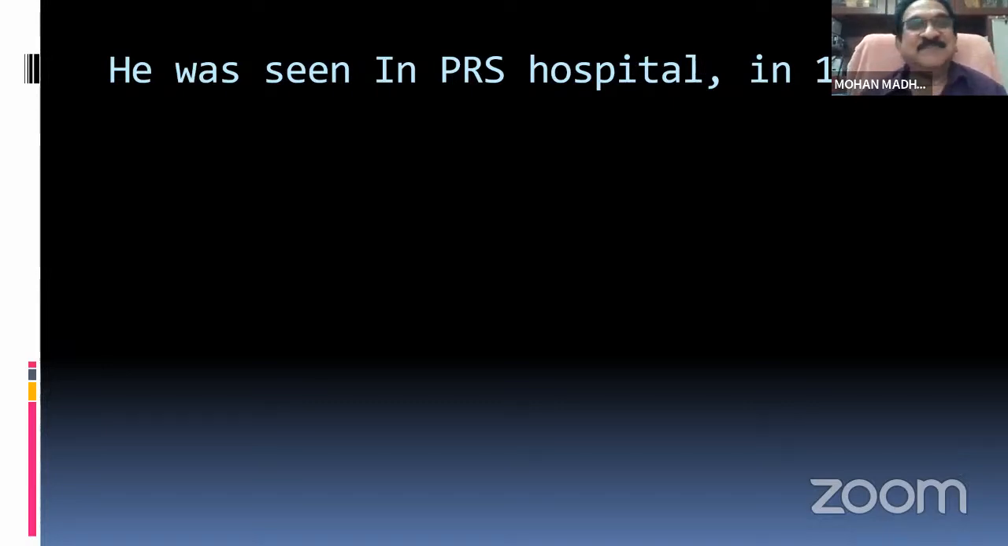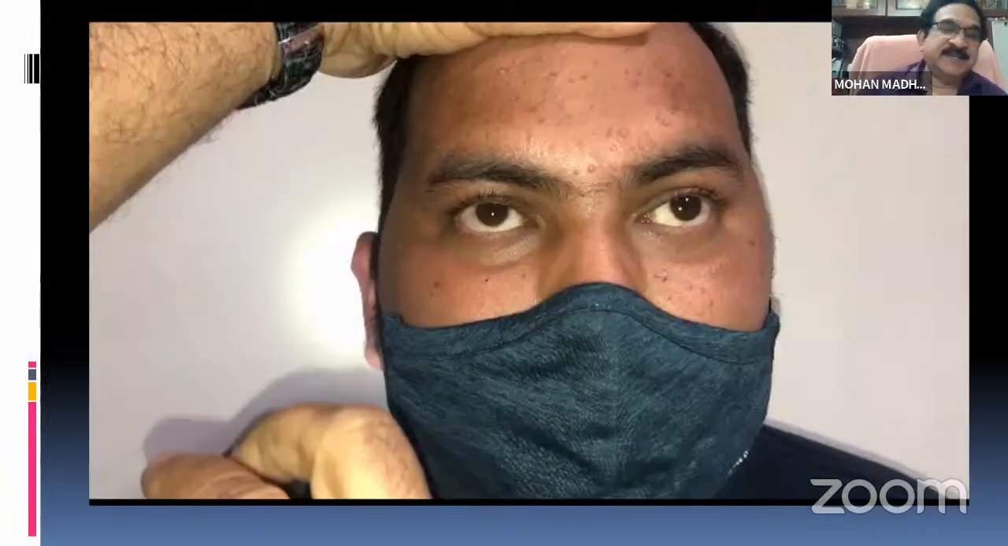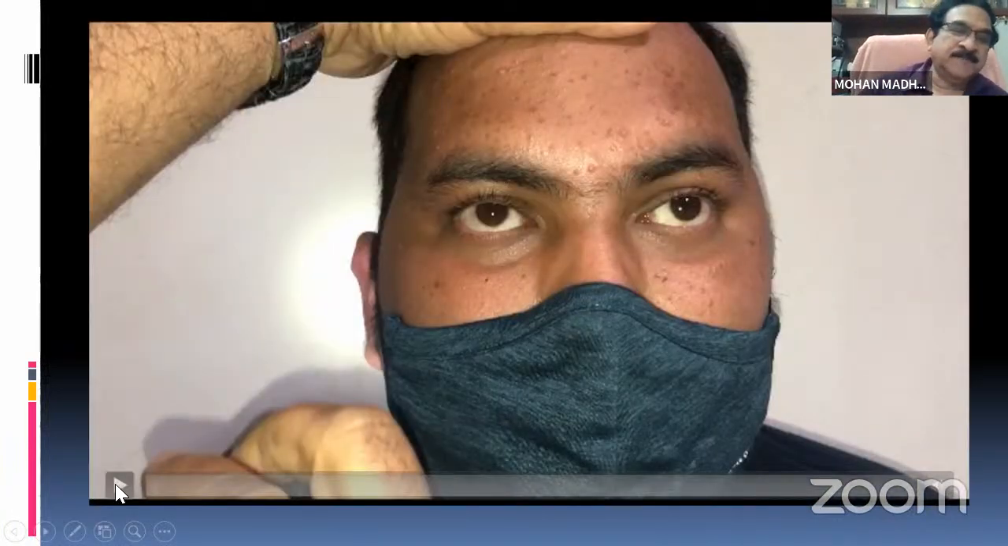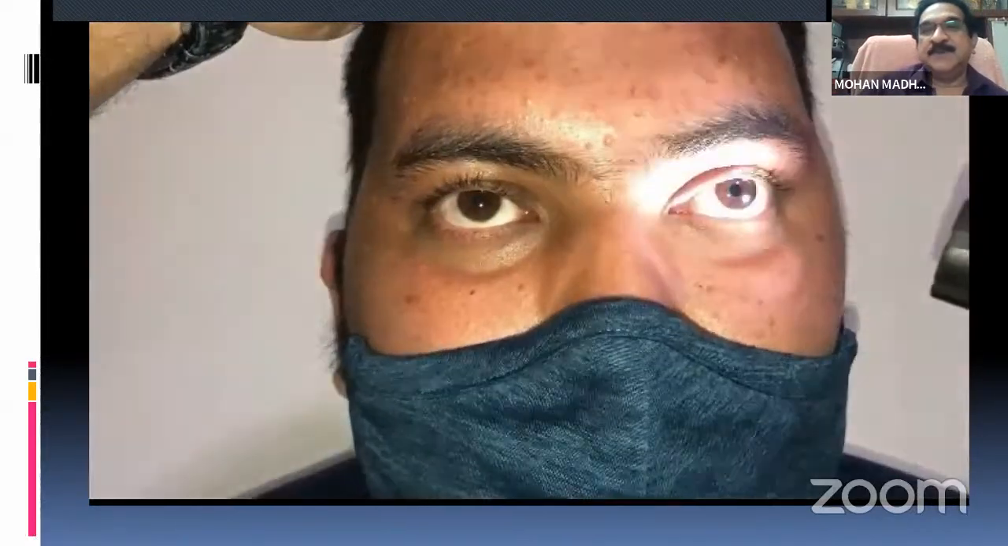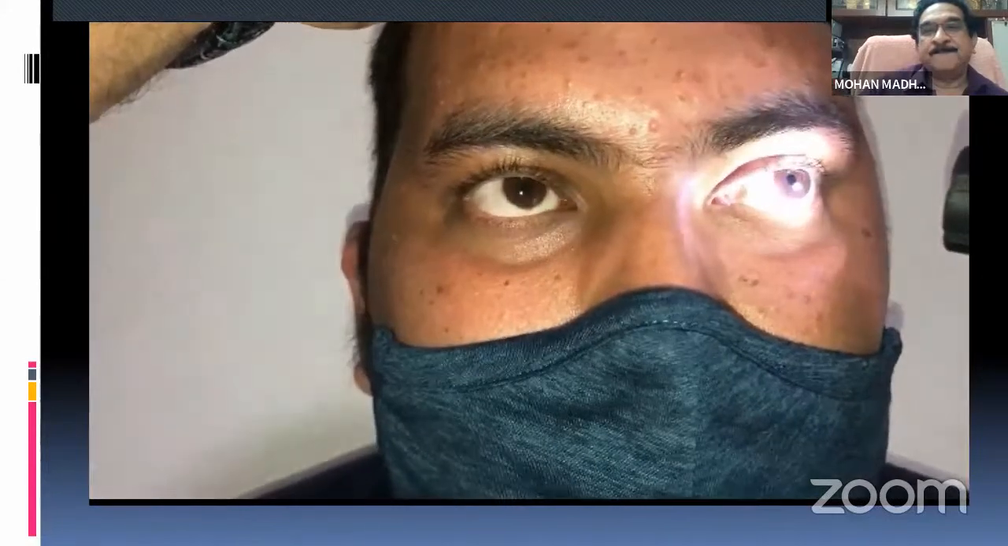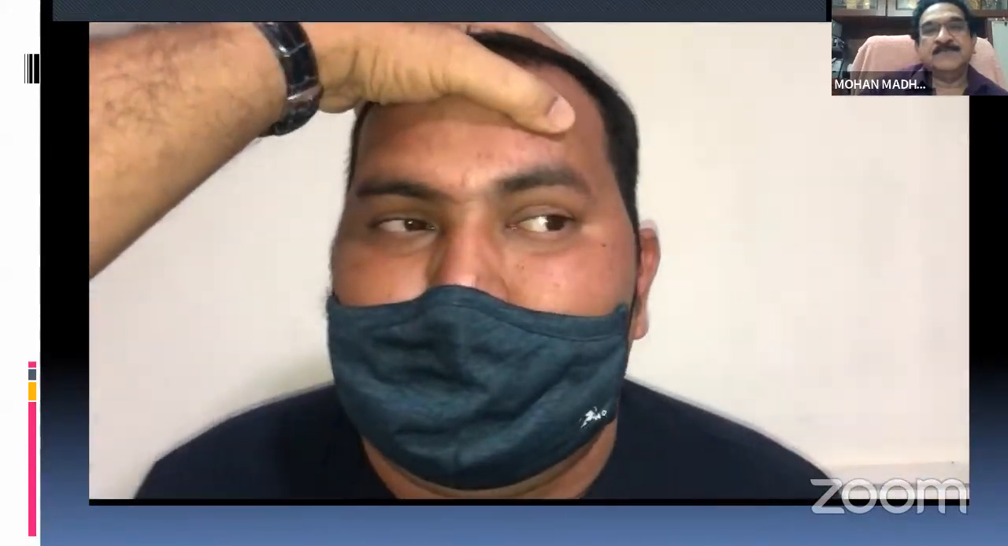Now the present story is coming. This is the examination finding now. Not much. His pupils were normal, reacting. Cochlear murmurs.